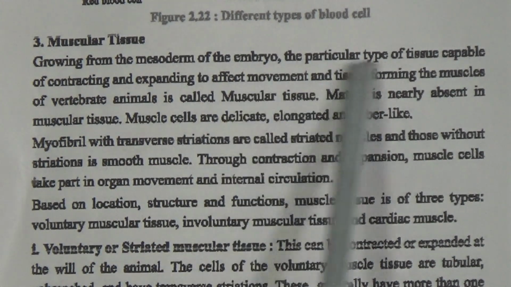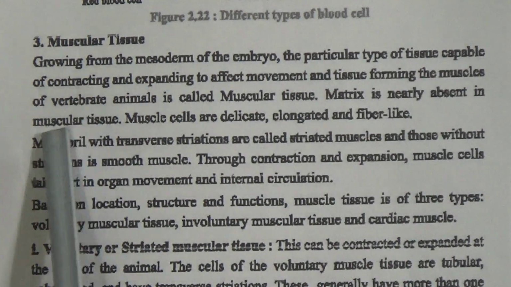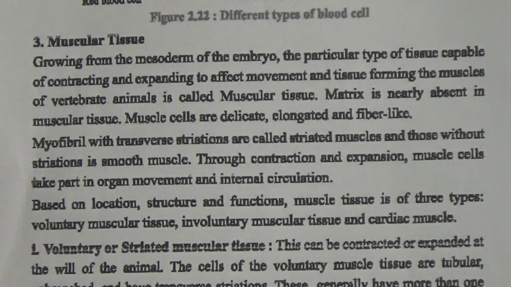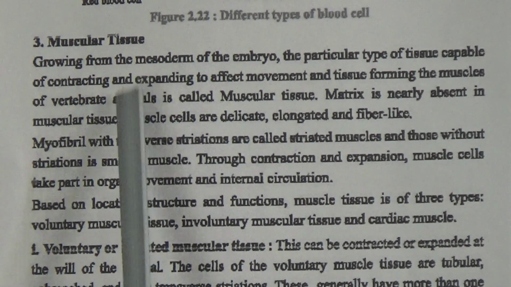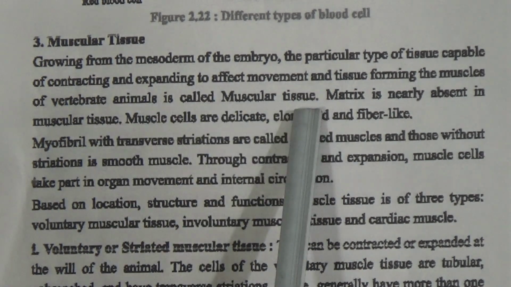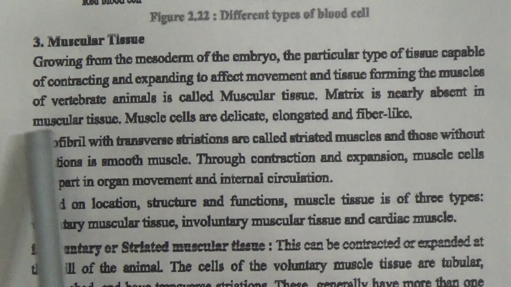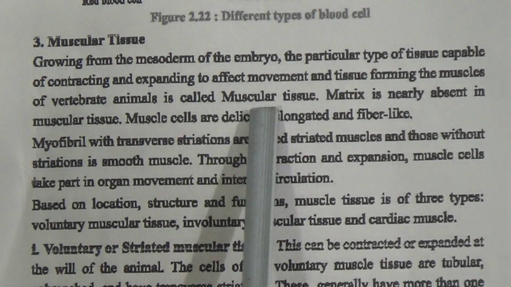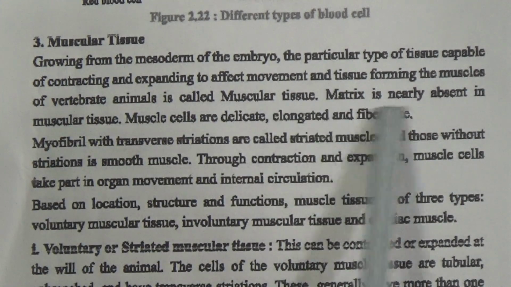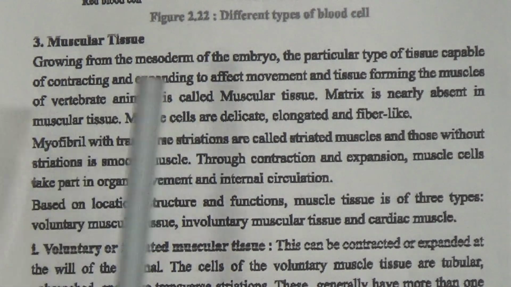And the particular type of tissue is capable of contraction and expanding. Contracting means it closes, and expanding means it relaxes and enlarges. Expanding to effect movement, and tissue forming the muscles of vertebrate animals, is called muscular tissue. Matrix is nearly absent in muscular tissue.